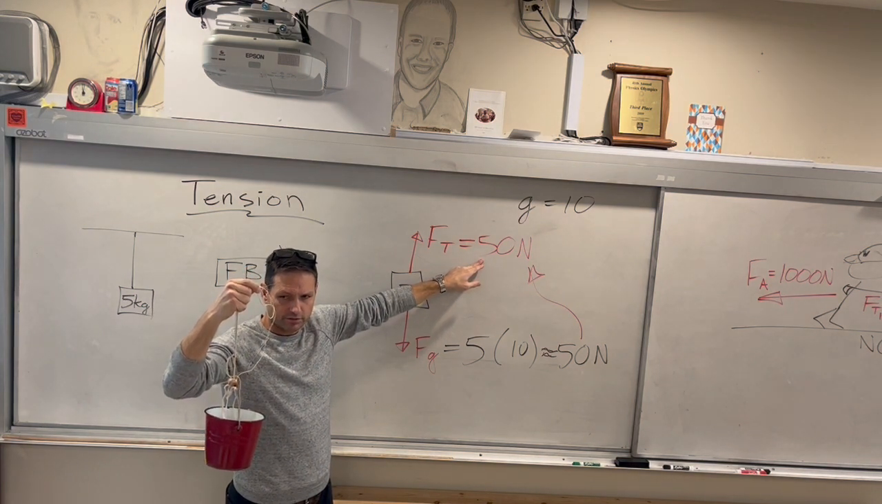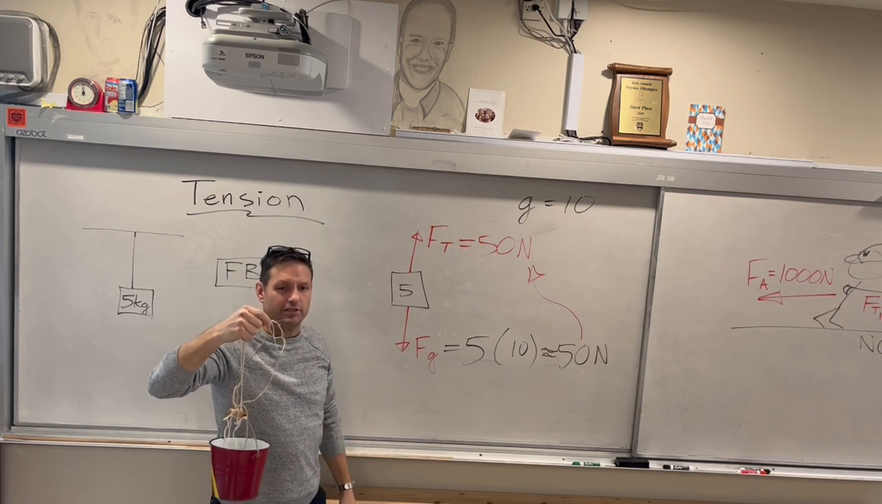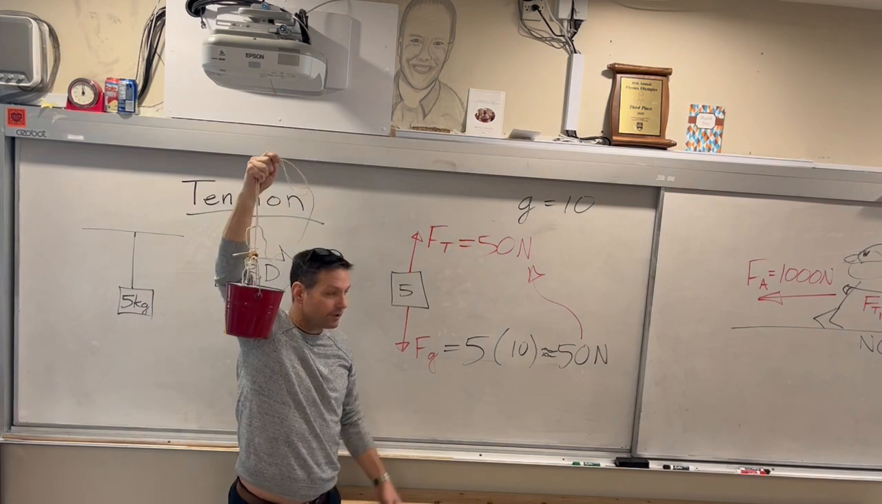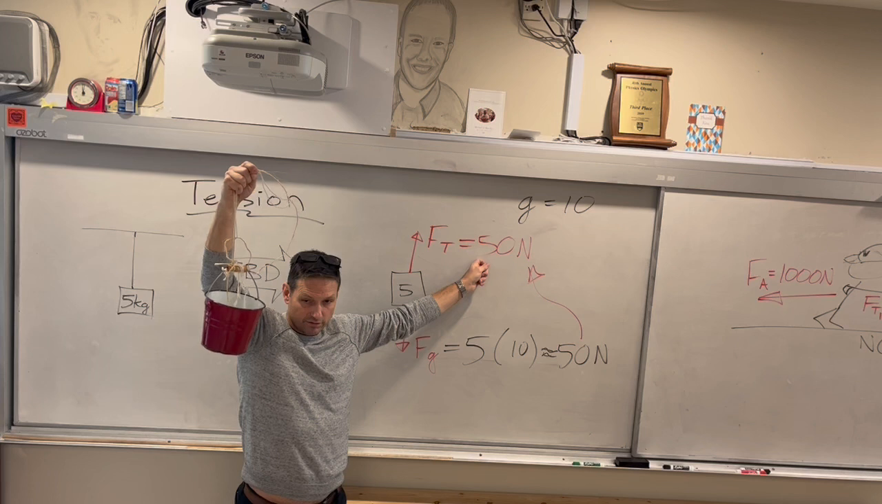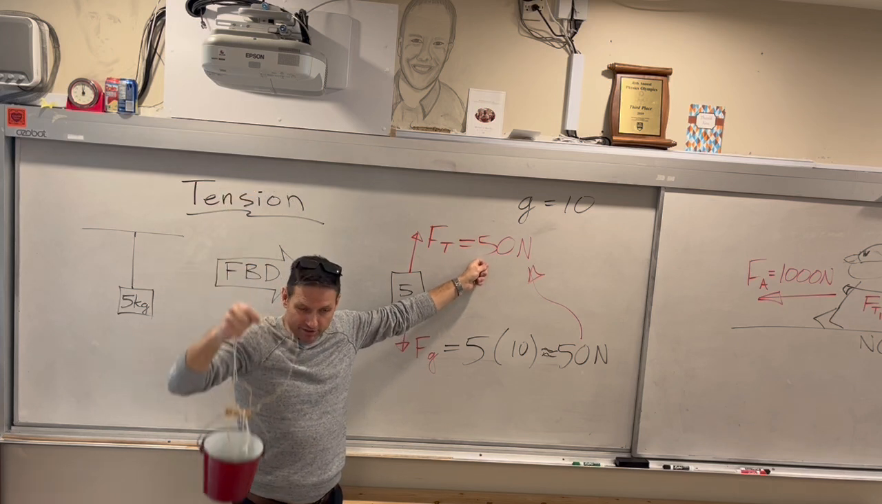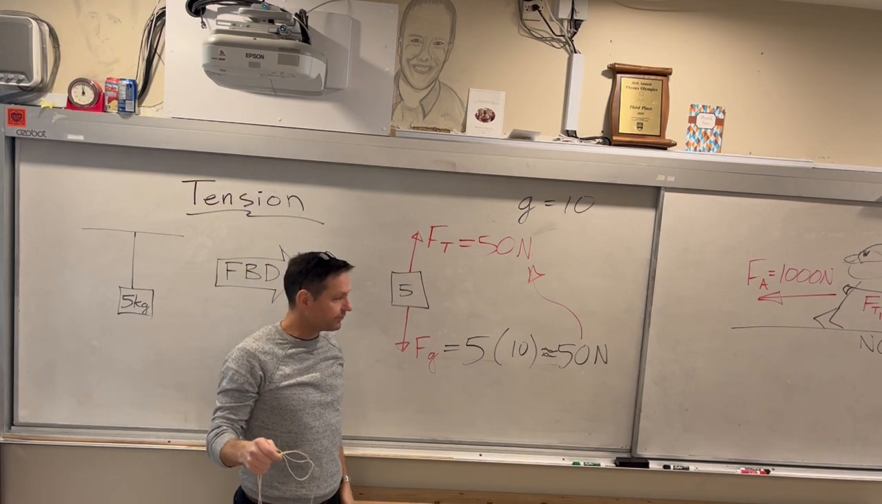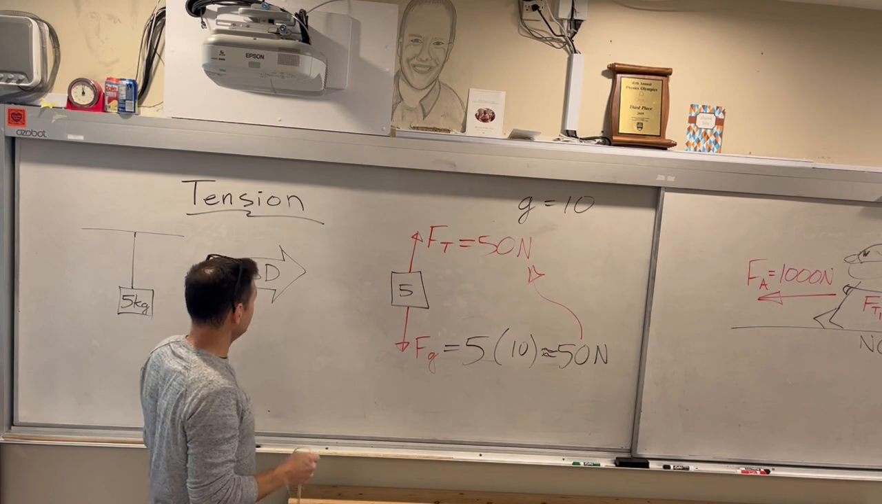Increase the force of tension. Good, so if I increase the force of tension, I accelerate and the bucket moves up. What if I decrease this? And I pull a little bit less and this moves down, like in an elevator or something, right? Which we're going to learn about later.